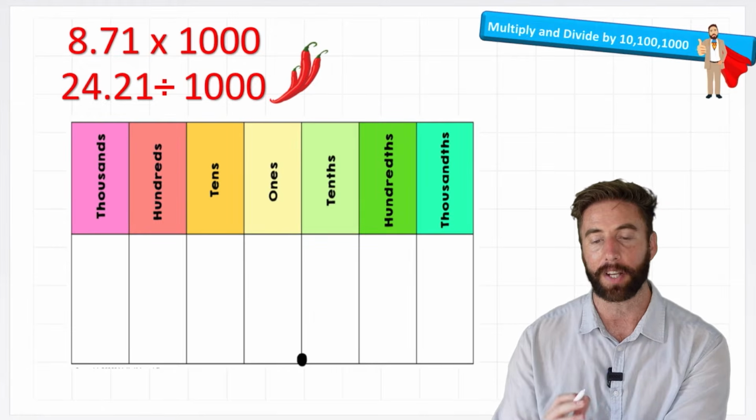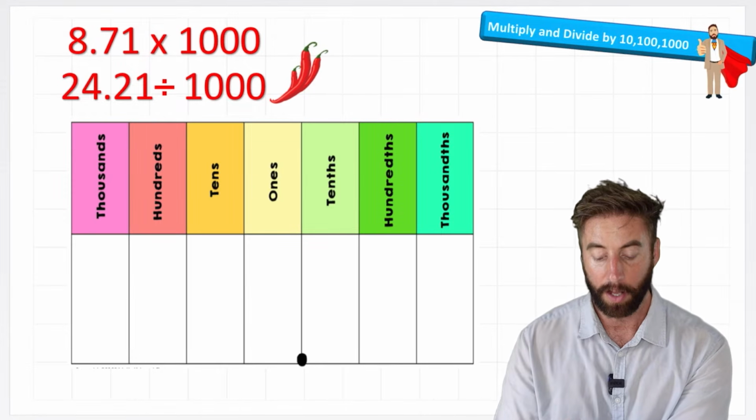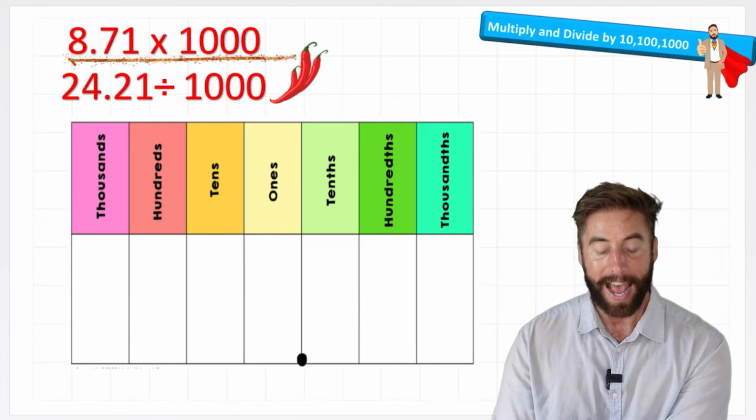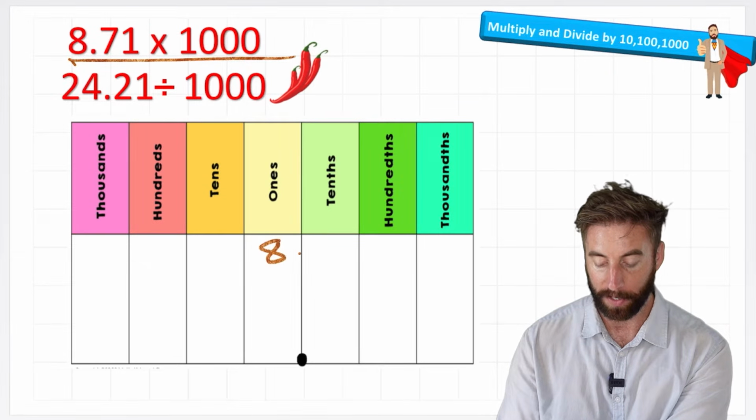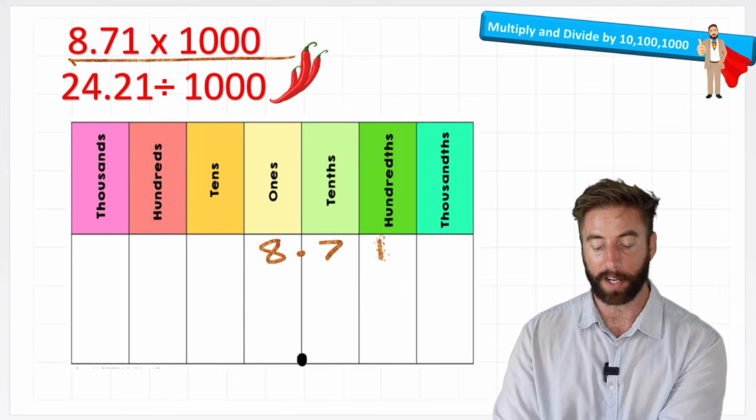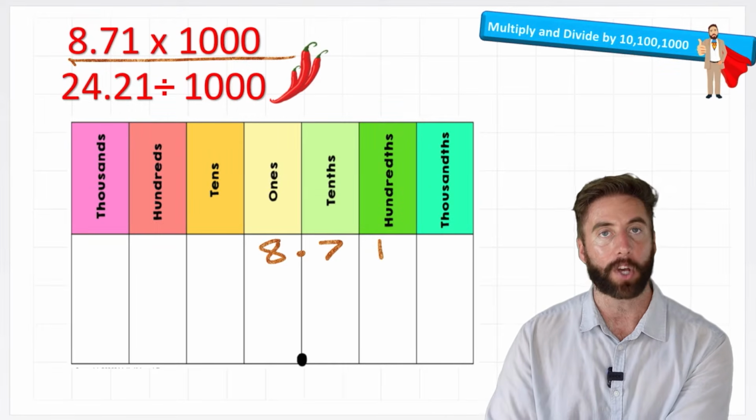Nice, let's start our hardest ones then. We have timesing and dividing by 1,000. First question says 8.71 times 1,000. So I'm going to put my 8.71 in the correct places. And now I'm timesing by 1,000.